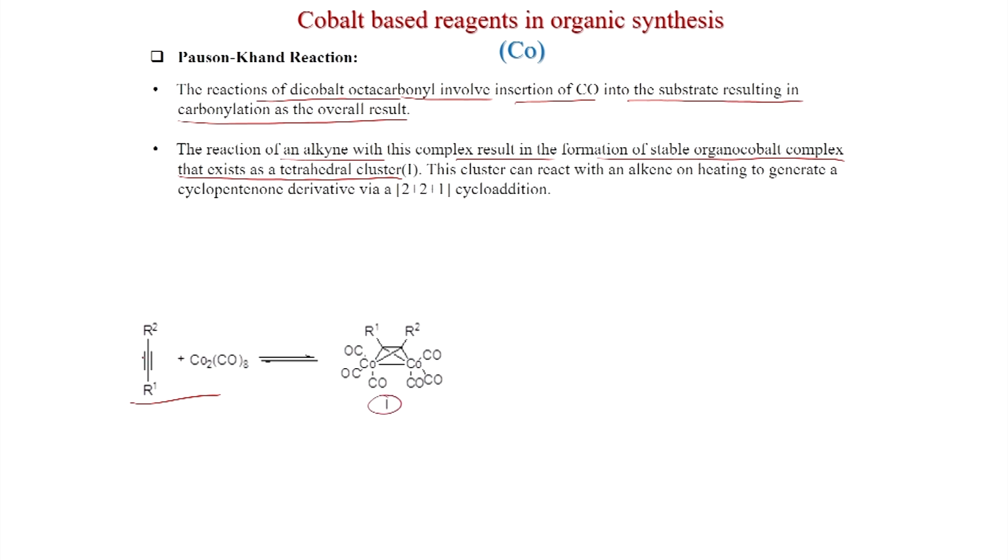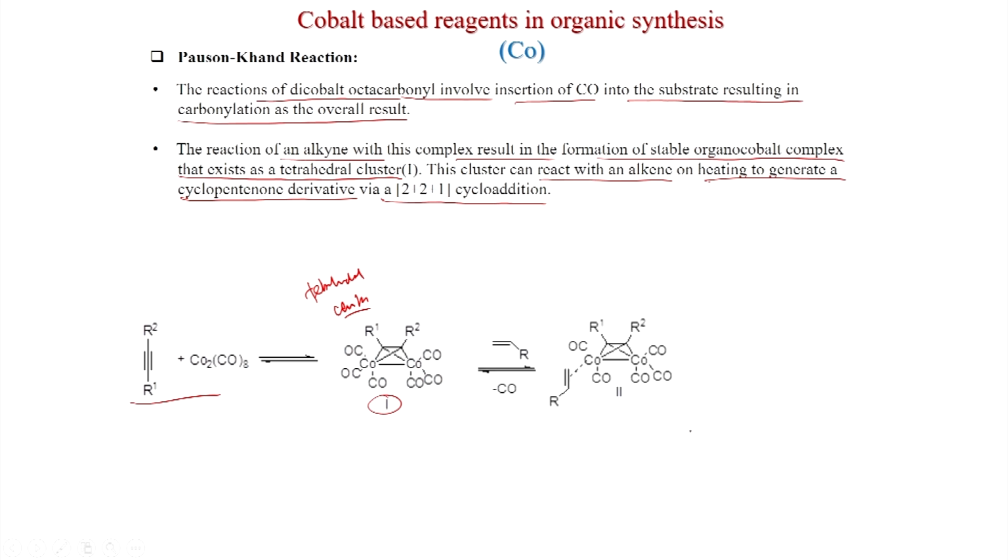So, this is very important. An alkyne reacts with dicobalt octacarbonyl to generate this. Here you can see that both pi bonds have been used to react with cobalt, and with this the tetrahedral cluster is formed. This cluster can react with an alkene on heating to generate a cyclopentanone derivative via 2 plus 2 plus 1 cycloaddition. So, this is the detailed mechanism.